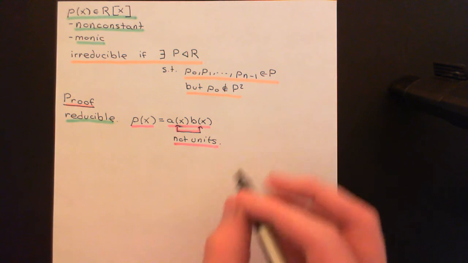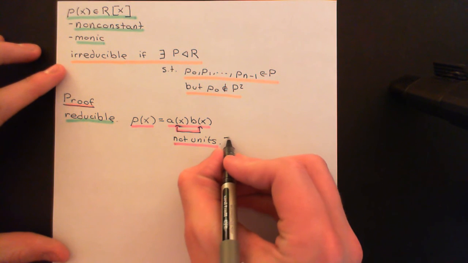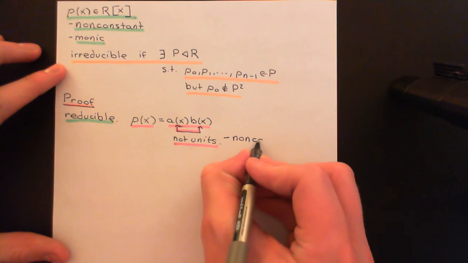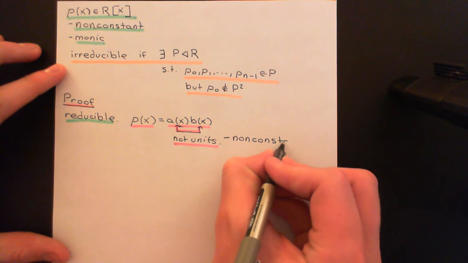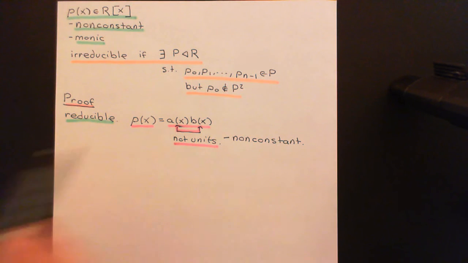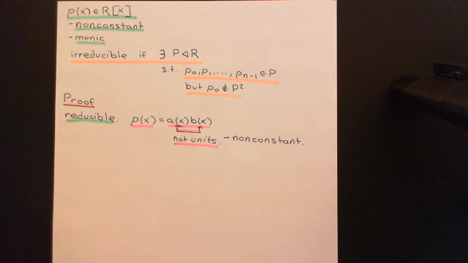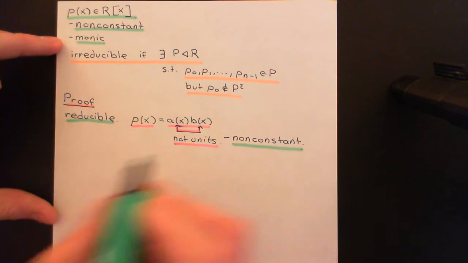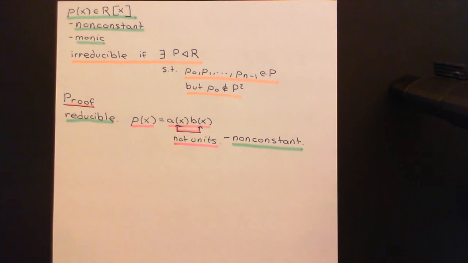Okay, and I also claim that I can conclude that these polynomials a of x and b of x are also non-constant polynomials. Now that's not as trivial as you might instantly think. You might think that I can conclude that because, of course, all constant polynomials are units, but that's not true, because we're working in a polynomial ring over an arbitrary integral domain. So it is not true necessarily that all constant polynomials are units.